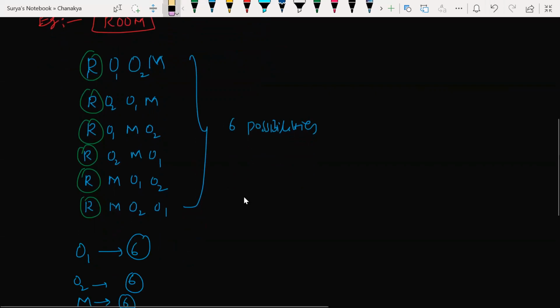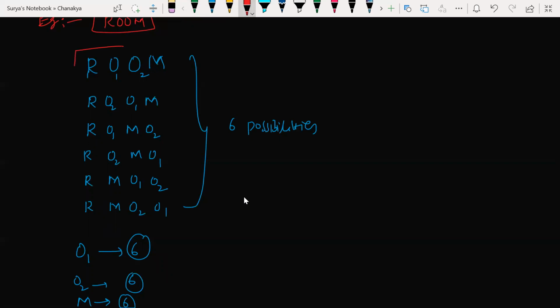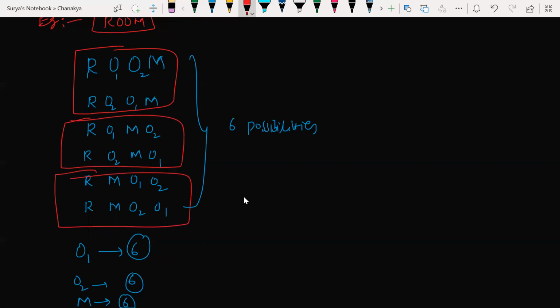But if you consider, look at this here. If I take these, both are same or not? Here O1, O2, both are same. But I changed. First O I took as O1, second O I took as O2. But in fact, both are same, isn't it? So look at this here. These six possibilities became three possibilities or not?